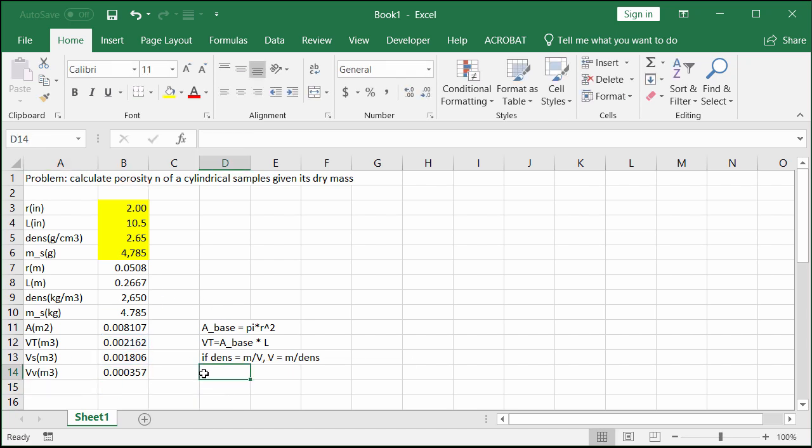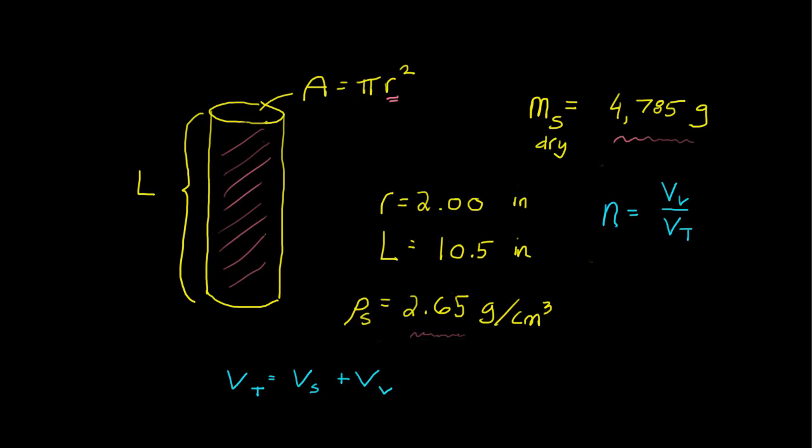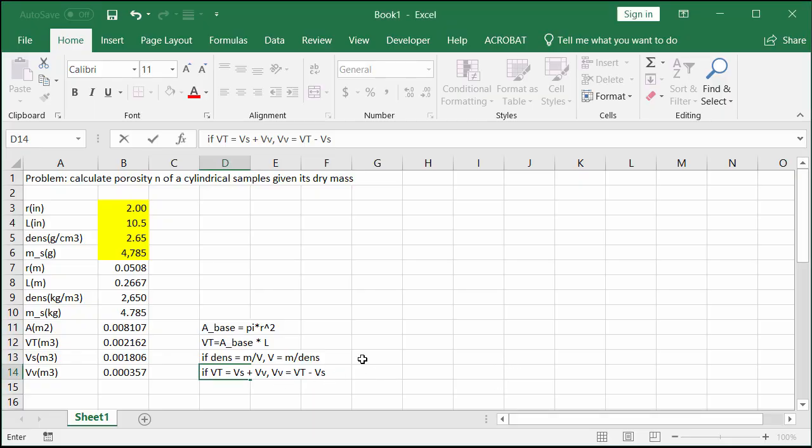And I'll write this here. So if the total volume is equal to the volume of the solids plus the volume of the voids, then the volume of the voids will equal the total volume minus the volume of the solids. That's what I wrote on the right over here, right? Didn't I write that right over here? There we go. So based on this, we know this is true. Then what I'm saying is that the volume of the voids has to equal the total volume minus the volume of the solids. Okay, so there we have it.